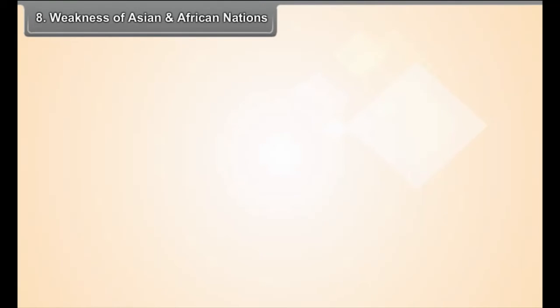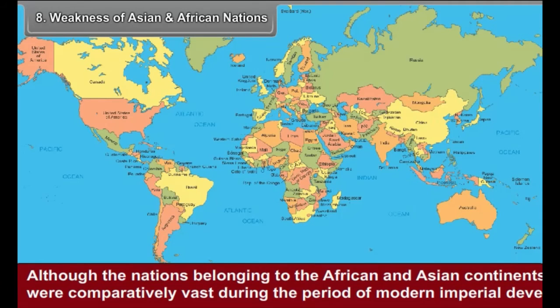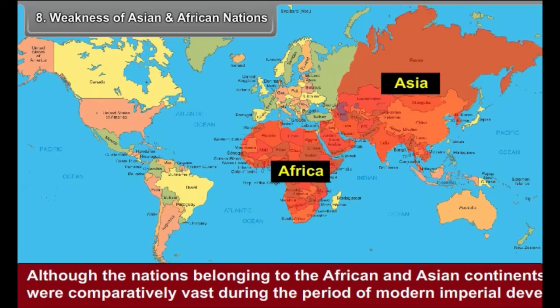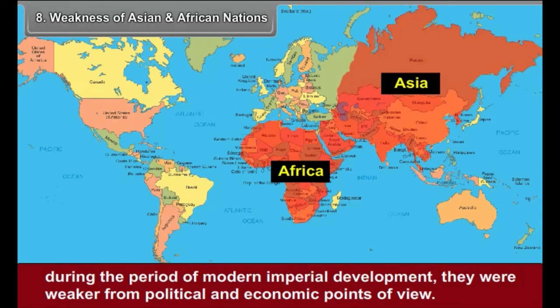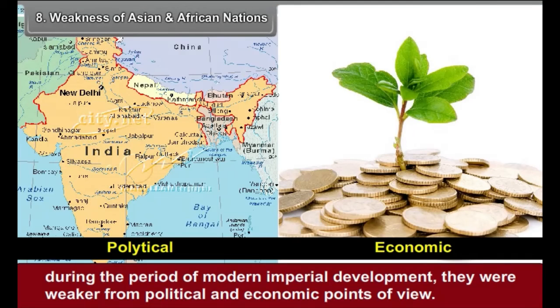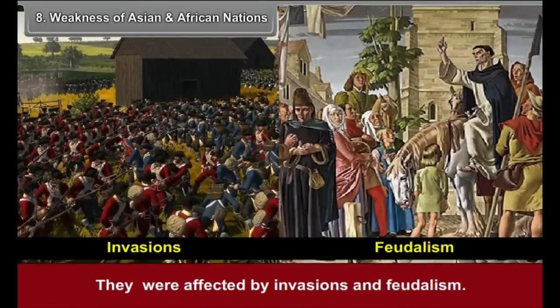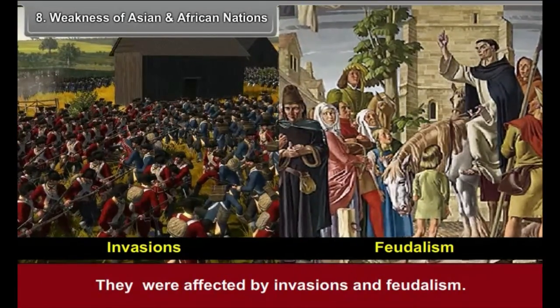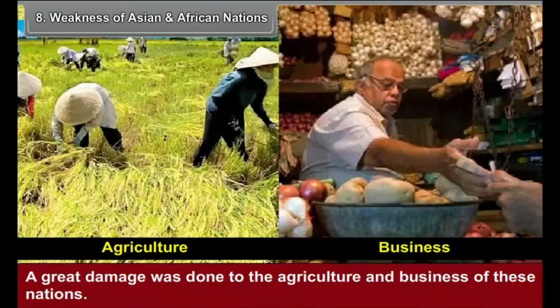Eighth, weakness of Asian and African nations. Although the nations belonging to the African and Asian continents were comparatively vast during the period of modern imperial development, they were weaker from a political and economic point of view. They were affected by invasions and feudalism. A great damage was done to the agriculture and business of these nations.